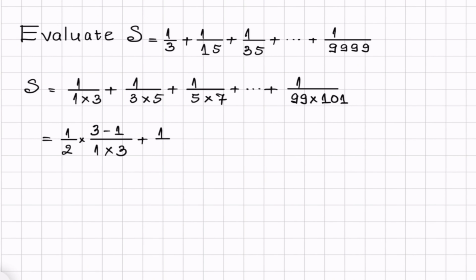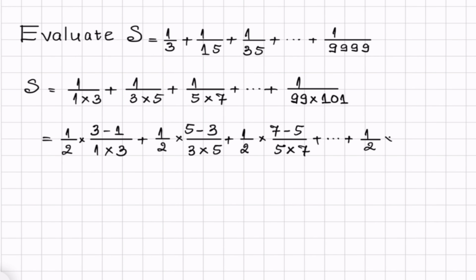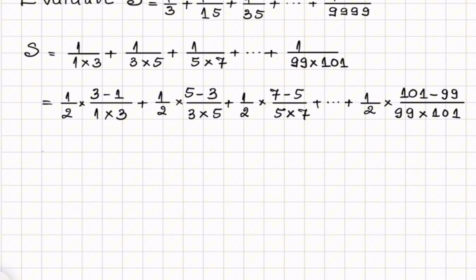So the second fraction also multiplies with 1/2, and we take (5 minus 3)/(3 times 5), and we keep doing like this. 1/2 times (7 minus 5)/(5 times 7), and then plus dot dot until 1/2 times (101 minus 99)/(99 times 101). And then we can take 1/2 in common.